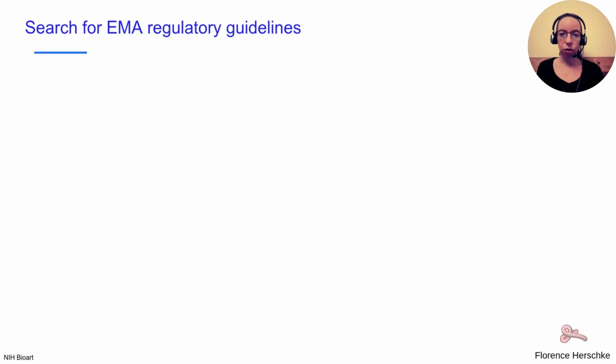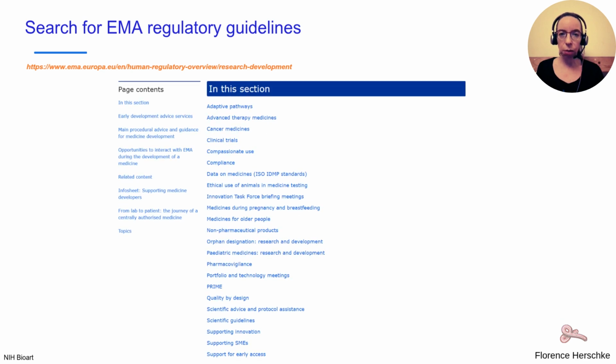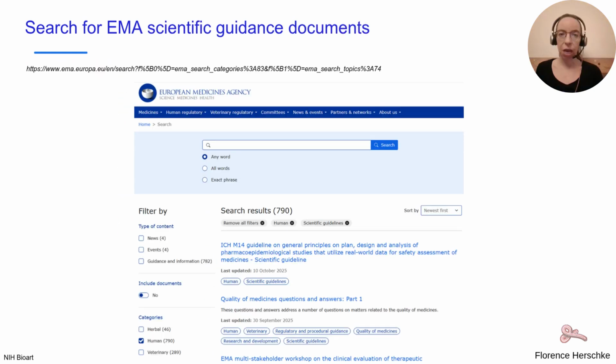First, how do you search for EMA regulatory guidelines? I put the link here to go to the EMA website and then look for Human Regulatory Overview. Under Research and Development, you want to look for scientific guidelines. You will appreciate that there are about 800 scientific guidance documents to date. That also includes concept papers, which we'll discuss a bit later.